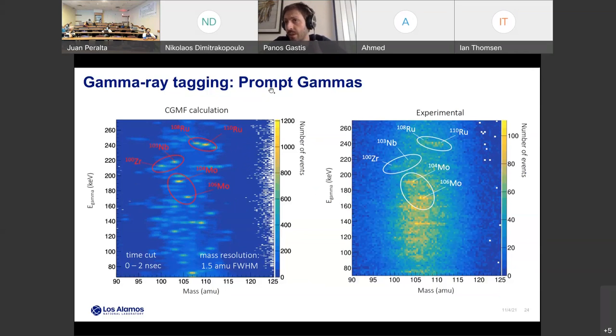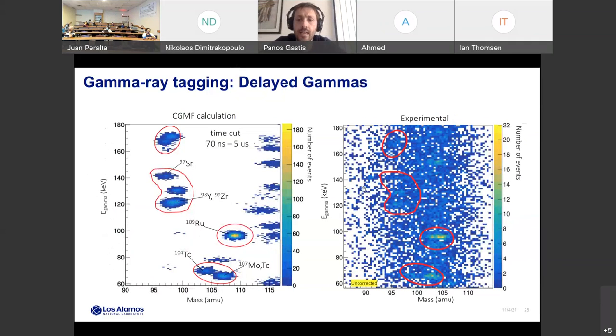So it's from the germanium detectors that were close to the sources. And these other two plots are the same, but correspond to delayed gammas from the detector that was next to the DSSD. Again, on the left side, simulation, right side, experimental. Many similarities. We were able to identify certain isotopes that we want to use for the gamma ray tag.